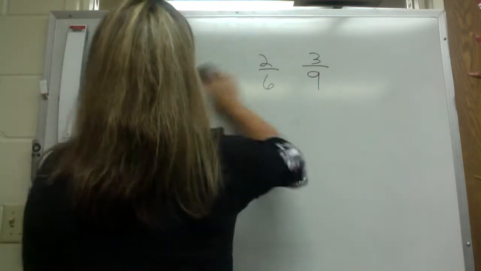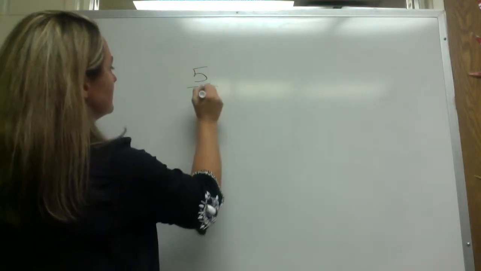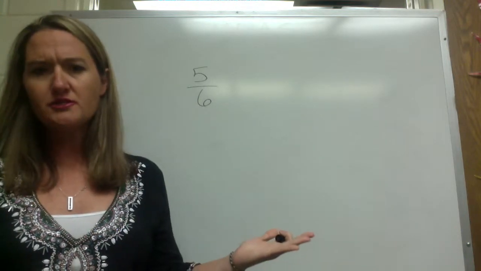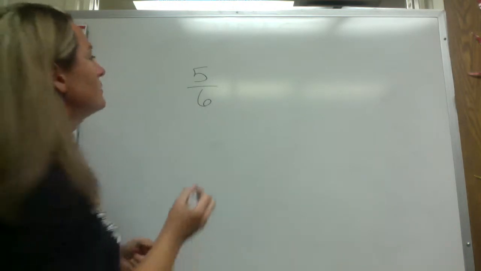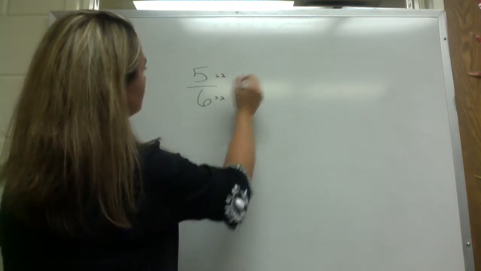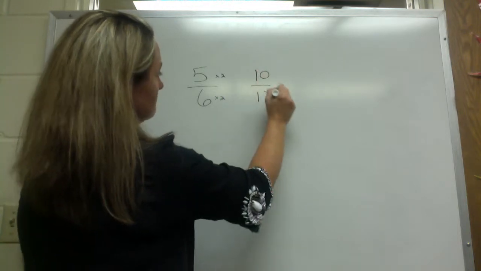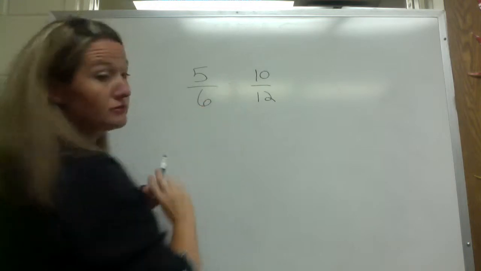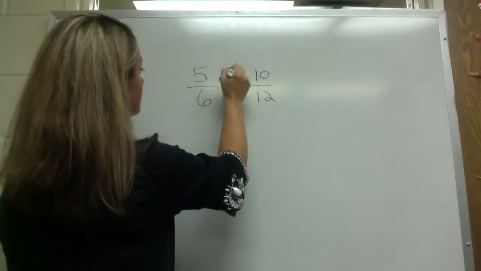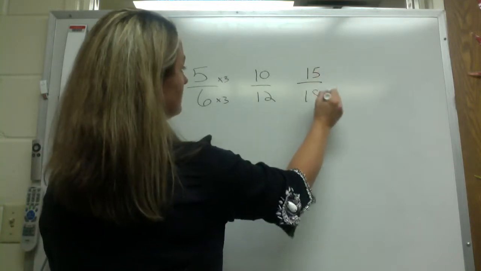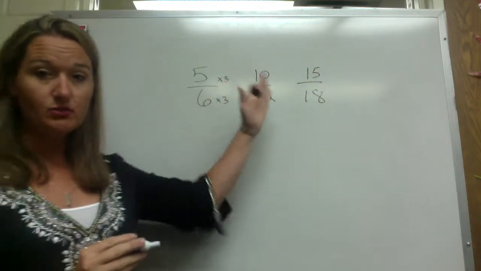All right, let's do another. Let's do 5/6. Two equivalent fractions of 5/6. Well, let's do times 2. Times 2, 10/12. Again, multiplied both by 2. Well, let's go ahead and do 3. That's pretty easy. So that's 15/18. All right, so I have my 3 equivalent fractions.